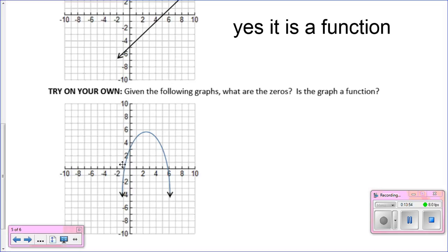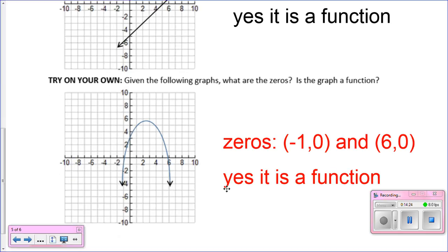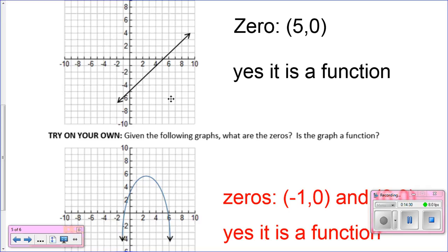So hopefully you noticed, when you were doing this on your own, that this one's crossing the x-axis at 2 different locations. And I want you, sorry, I didn't mention this beforehand, go ahead and round to the nearest point. So here, this one's crossing at -1, and this one's crossing at about 6. So we're going to round. So my zeros are at -1, comma 0, and 6, comma 0, and I drew the vertical line. It does pass it, so that is a function. This is actually an example of a quadratic function, where the example before is a linear function.